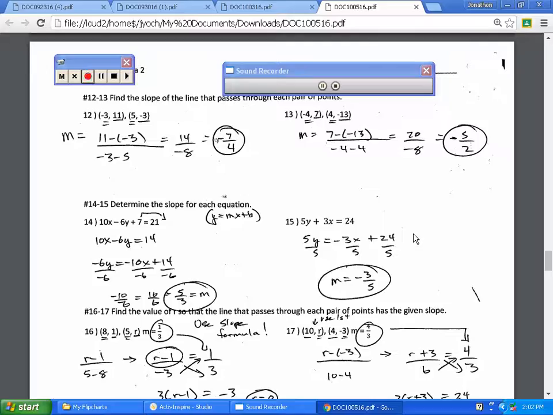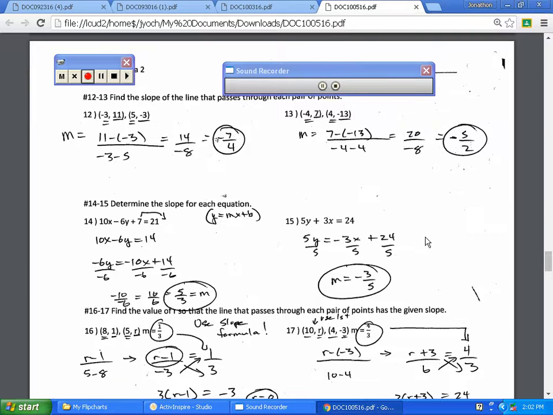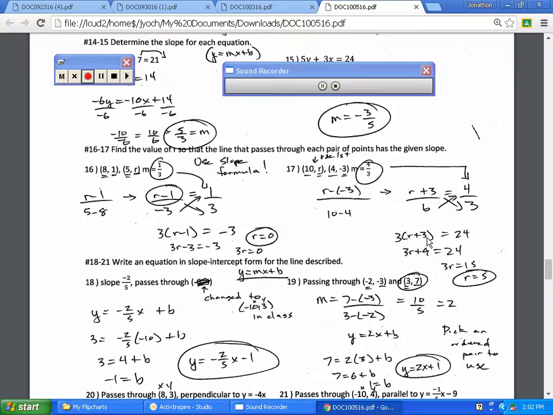Very quick on 15, just move the 3x over. You got 5y equals -3x plus 24. Divide both sides by 5. That number attached to x is -3/5. Okay, 16 and 17 are some of the harder ones on the test.